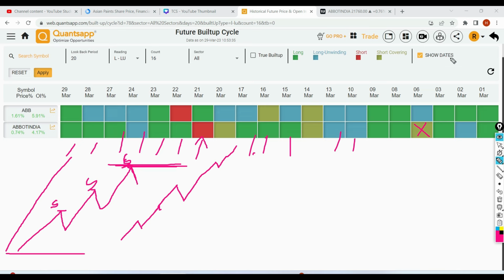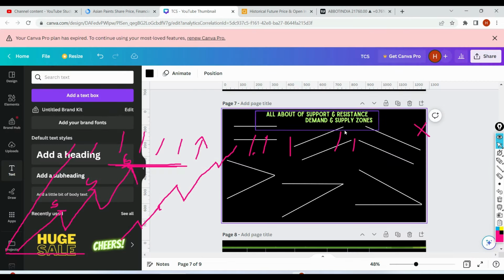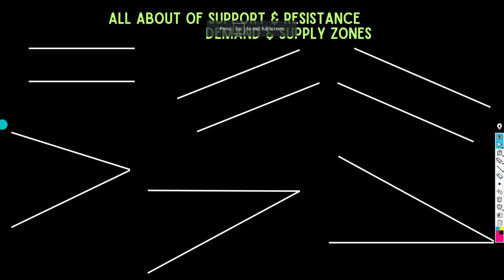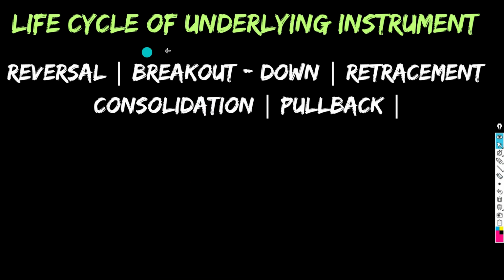Okay, now let me get you back to this slide. You have to know these things; this is very important. Unless you know what reversal, breakout, breakdown, retracement, consolidation and pullback are, you will not be able to sustain in the market. All of this can be achieved by using price action in terms of candlestick patterns, or you can use a data driven approach with some tool.